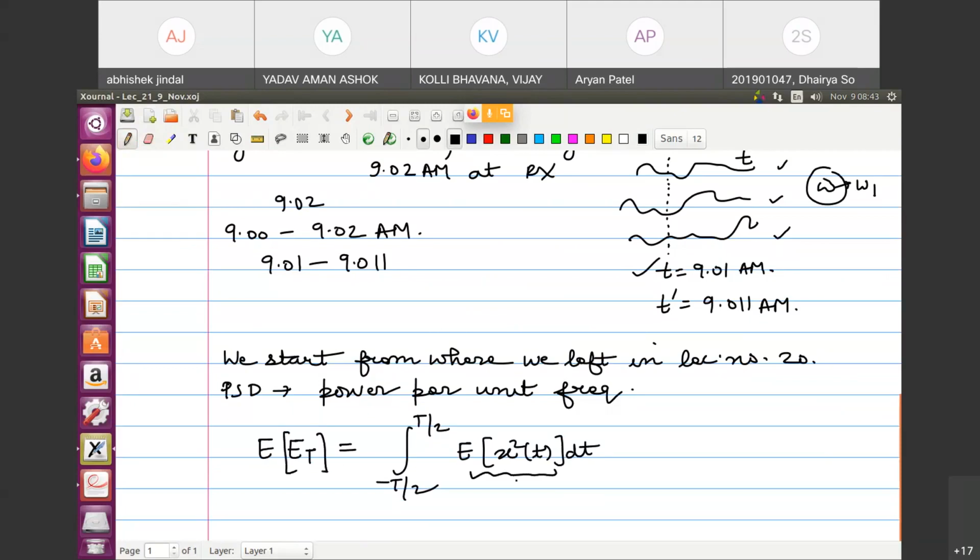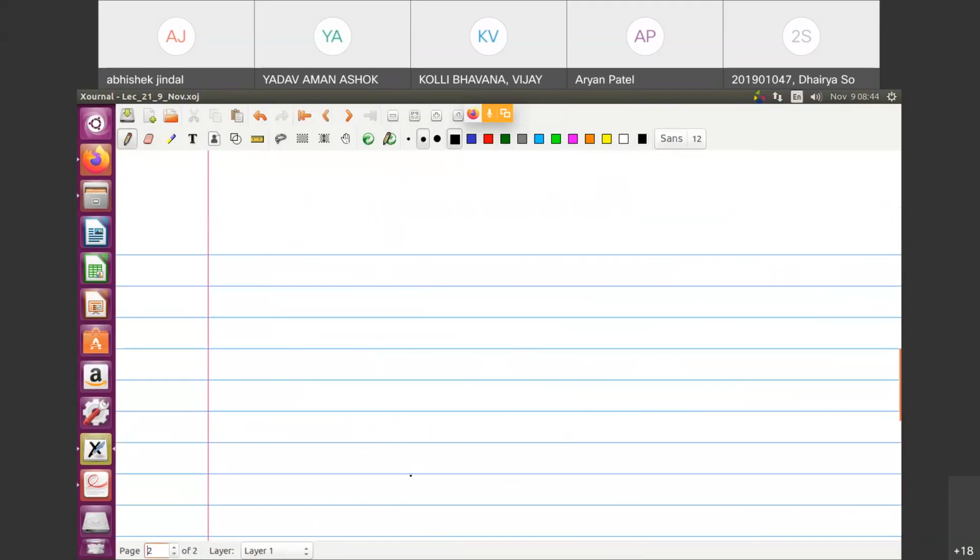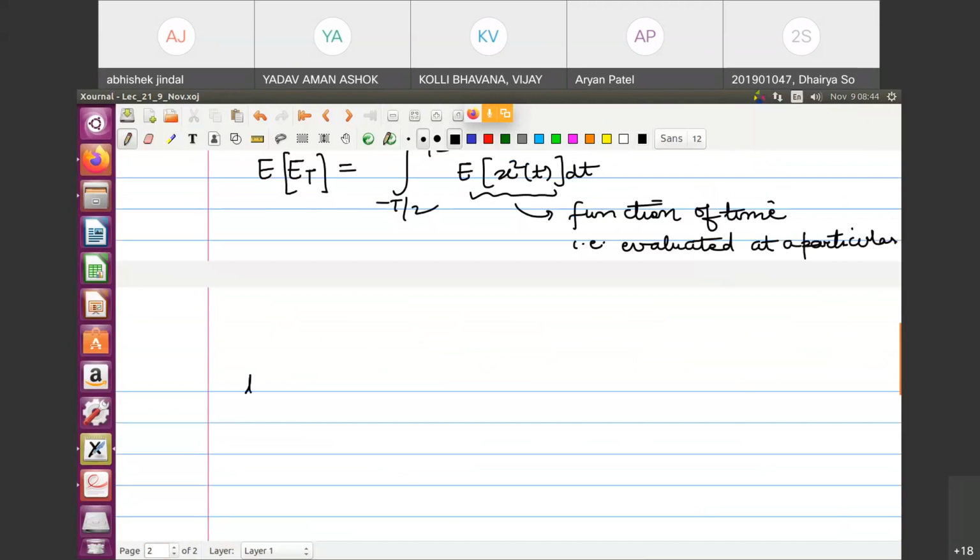This is a function of time, because this is evaluated for a particular time t. Okay.